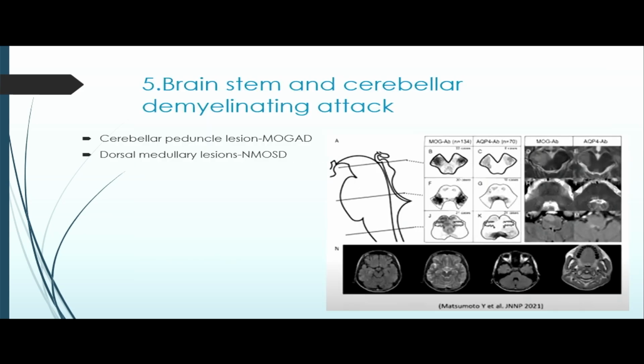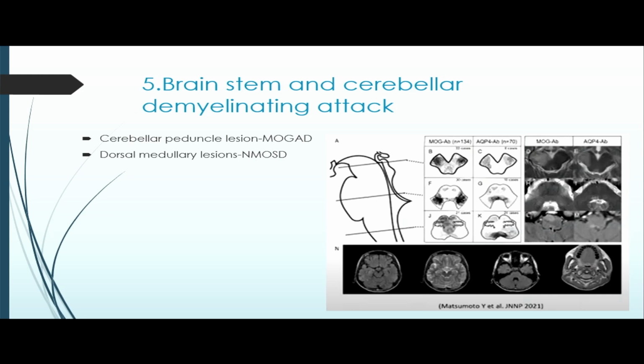Other rare phenotypes are brainstem and cerebellar demyelinating attacks. MOG generally involves the middle cerebellar peduncle and the lateral side of the midbrain, while NMO commonly involves the dorsal medulla.